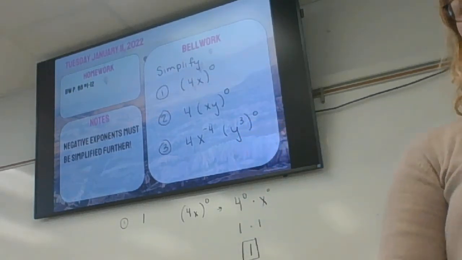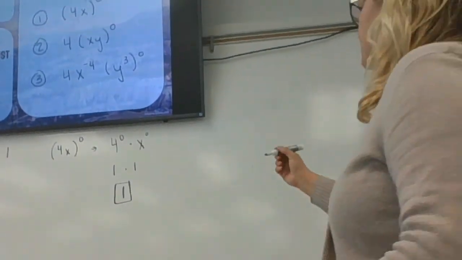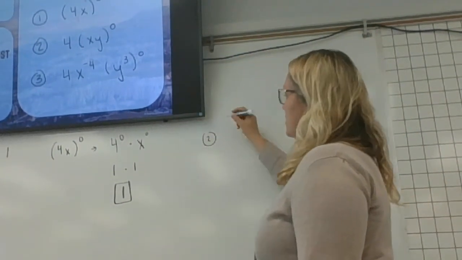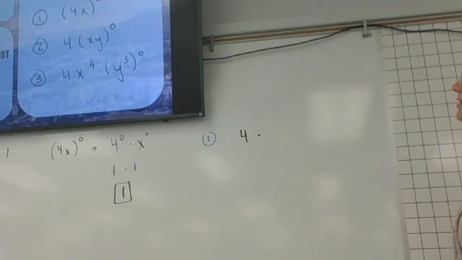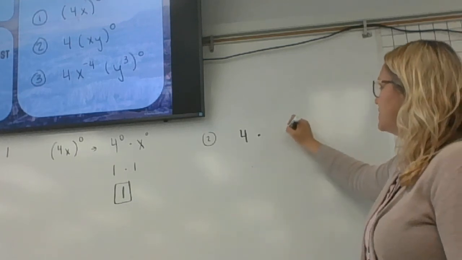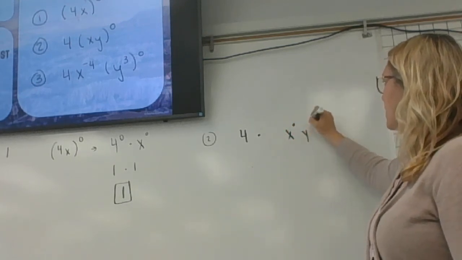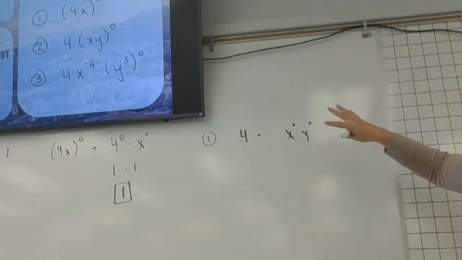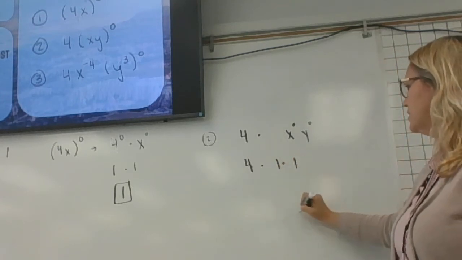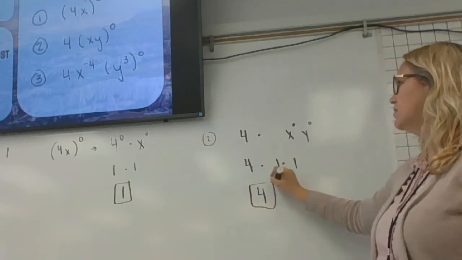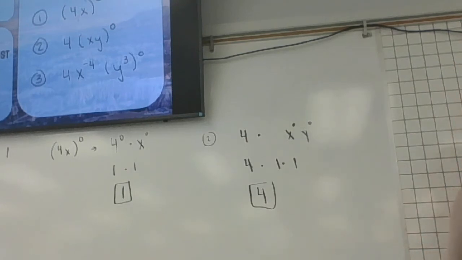Number 2. So the 4 is out front. I like to put dots in to really separate things. So that's 4 times, and that's x to the 0 power, y to the 0 power. They're both in the parentheses, so they both get the 0. So that's 4 times 1 times 1. So number 2 answer is 4 because the 4 didn't have the exponent, so the 4 stays. Questions on number 2? How it's a little bit different than number 1.